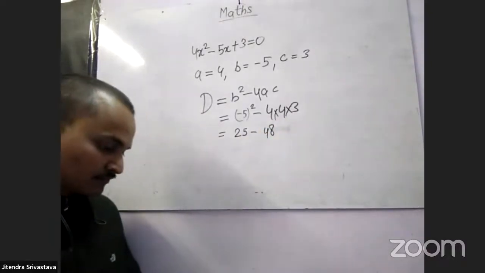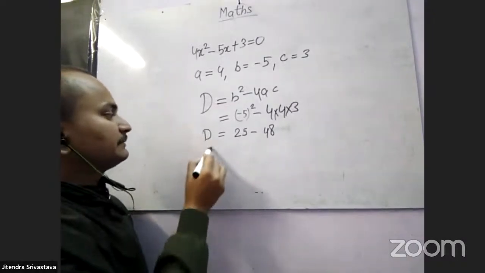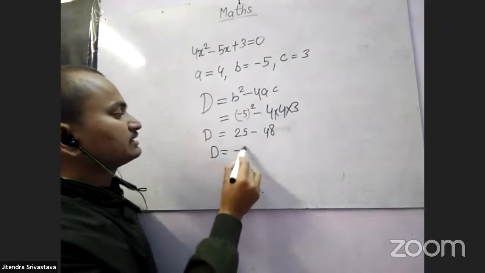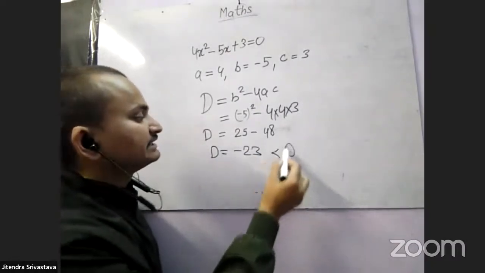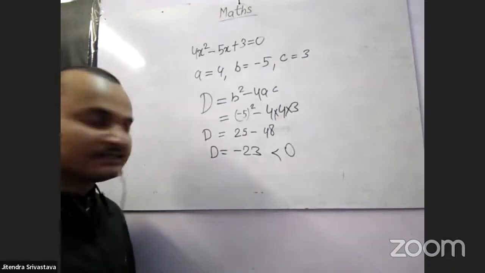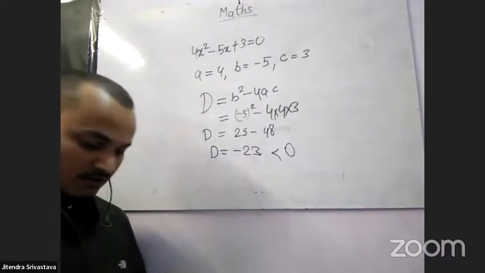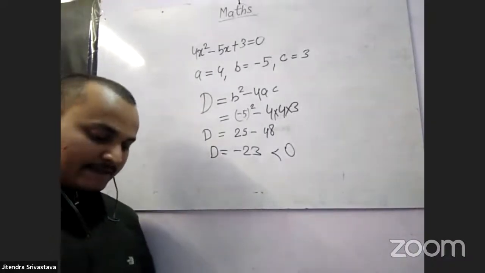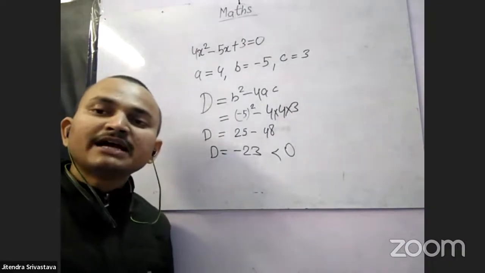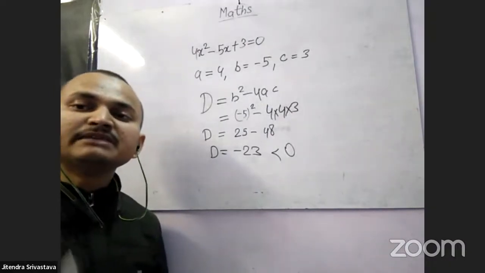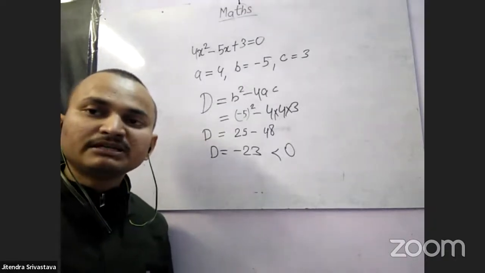Okay. So now what we are getting, the value of D is minus 23, which is less than 0. We can clearly see here minus 23 is less than 0. So the less than 0 condition means it has no real roots. The roots will be in imaginary numbers.